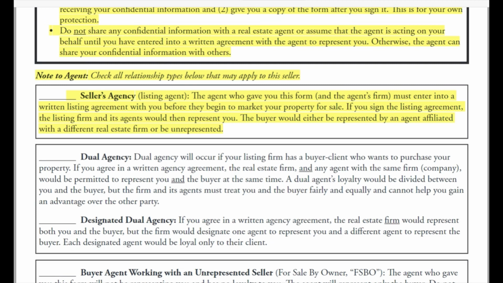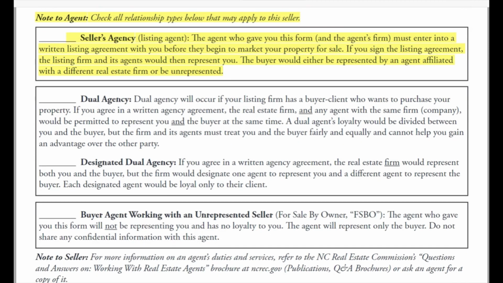The agent who gave you this form and the agent's firm must enter into a written listing agreement with you before they begin to market your property for sale. If you sign the listing agreement, the listing firm and its agent will then represent you. The buyer would either be represented by an agent affiliated with a different real estate firm or be unrepresented. Okay, so again, this is saying that the seller's agent, the agency, is saying that they have exclusively hired myself and my firm to represent them to sell their home.